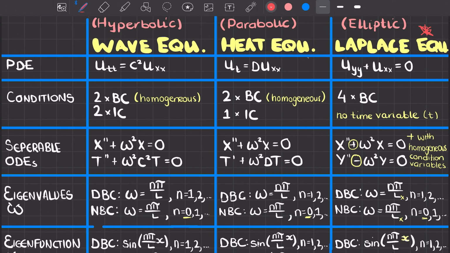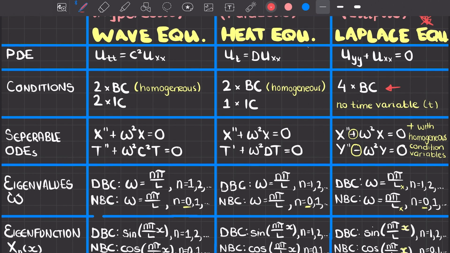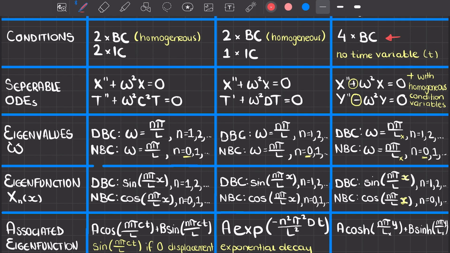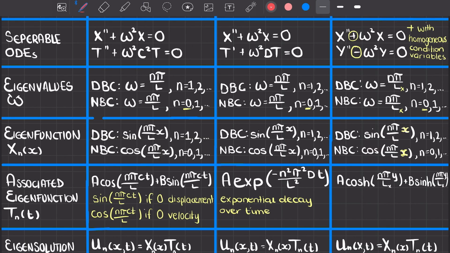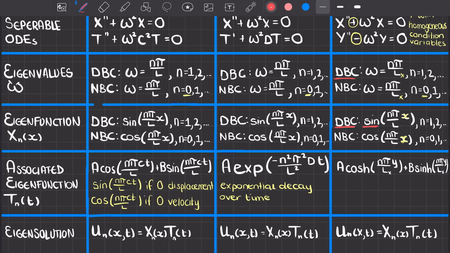We're doing the Laplace equation over here. You'll see we have 4 boundary conditions, so we have no initial conditions here. We're going to get 2 ordinary differential equations. One of them will have a plus and one will have a negative sign. The plus is going to go with the variable that has the 2 homogeneous conditions. We're going to be working with Dirichlet boundary conditions, so our eigenvalue is going to take the form of n pi over L, and we're going to get an eigenfunction which takes the form of a sine function, and our associated function T of n is going to contain the hyperbolic cosine and hyperbolic sine.